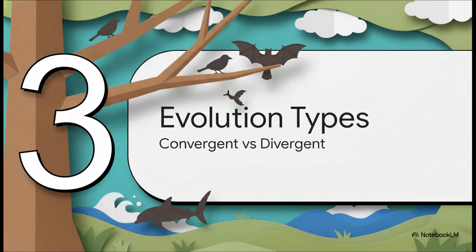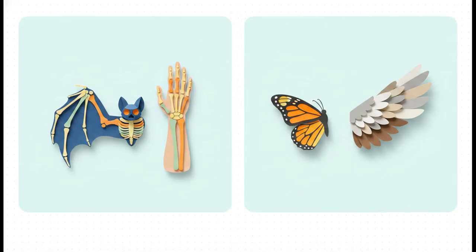Section 3. Convergent versus divergent evolution. As life branches out, species inevitably run into different environments. Or sometimes completely unrelated species encounter the exact same environmental challenges. This brings us to a really fascinating structural comparison, where we have to carefully distinguish between two very different things.